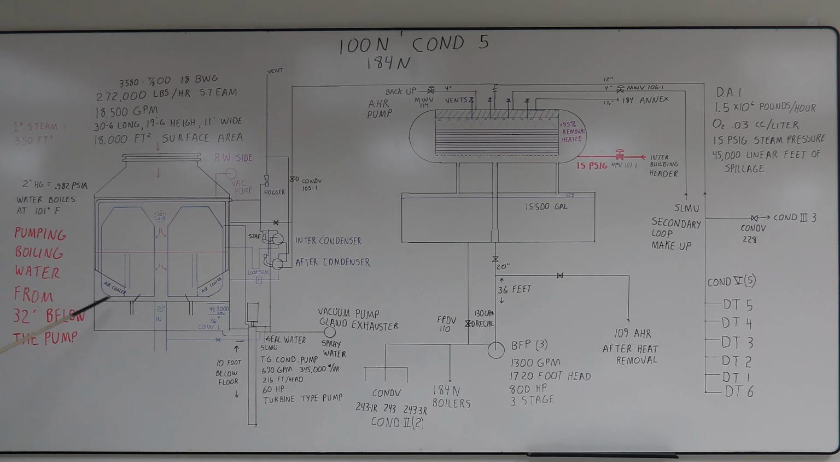Water would boil at 101 degrees. So your steam coming in here is a little over 100 degrees, maybe 102, 103 degrees coming out of your low pressure turbine last stage. And it is condensed. At 101 degrees, the steam will convert to water. Likewise, at 101 degrees, the water will flash back to steam. So the boiling point down here is about 101 degrees.